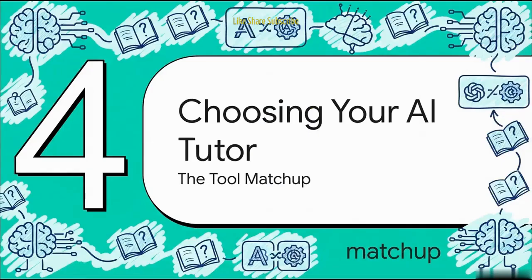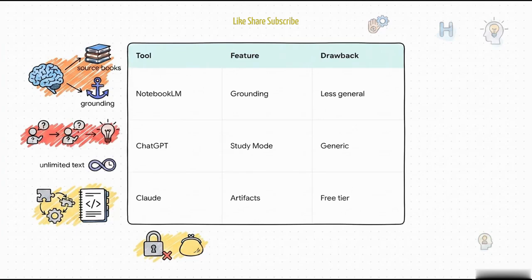Which brings us to part 4, choosing your AI tutor and the tool matchup. Look, instead of seeing these AIs as direct competitors, it's way more helpful to think of them as a specialized tool belt for different learning needs. As we established, NotebookLM is your absolute go-to for source-grounded studying. ChatGPT, on the other hand, features a phenomenal study mode. Instead of just giving you the answer, it acts exactly like a tutor, breaking concepts down step by step and quizzing you. Plus, a huge benefit for students on a budget, ChatGPT currently offers unlimited text messages, so your late-night cram session isn't going to get cut short.